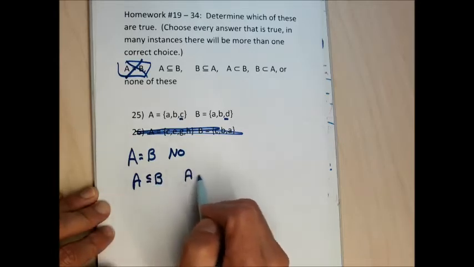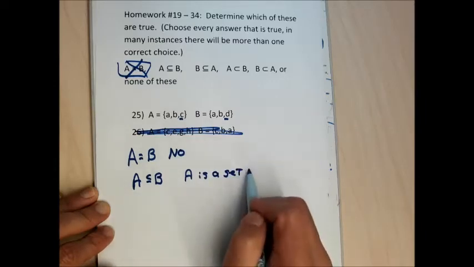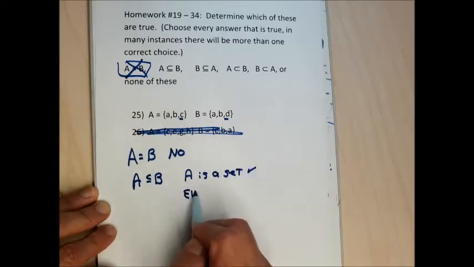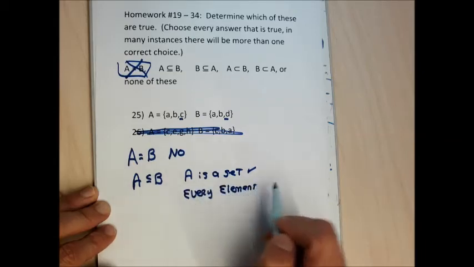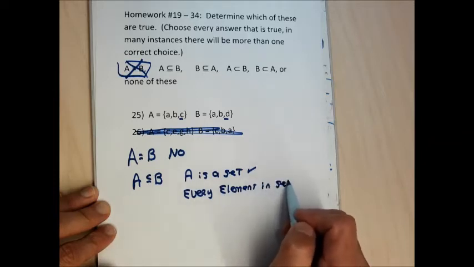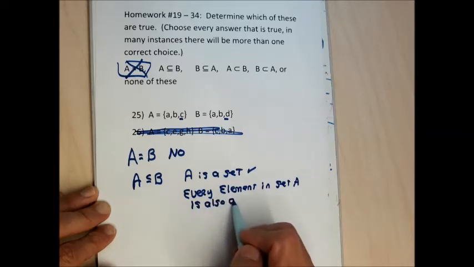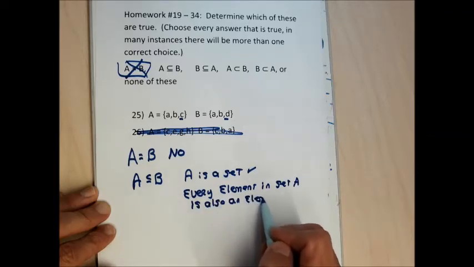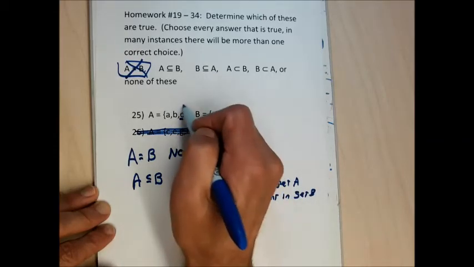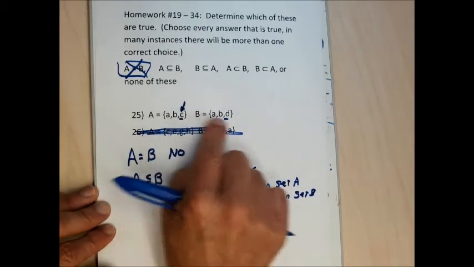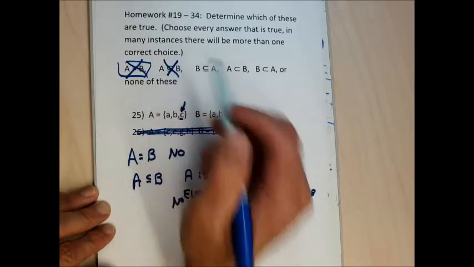So A has to be a set. There's two rules to be a subset. First rule satisfied. Second rule, every element in set A is also an element in set B. That's not true, because there's an element C in set A that's not in set B. So this rule is violated, so A is not going to be a subset.